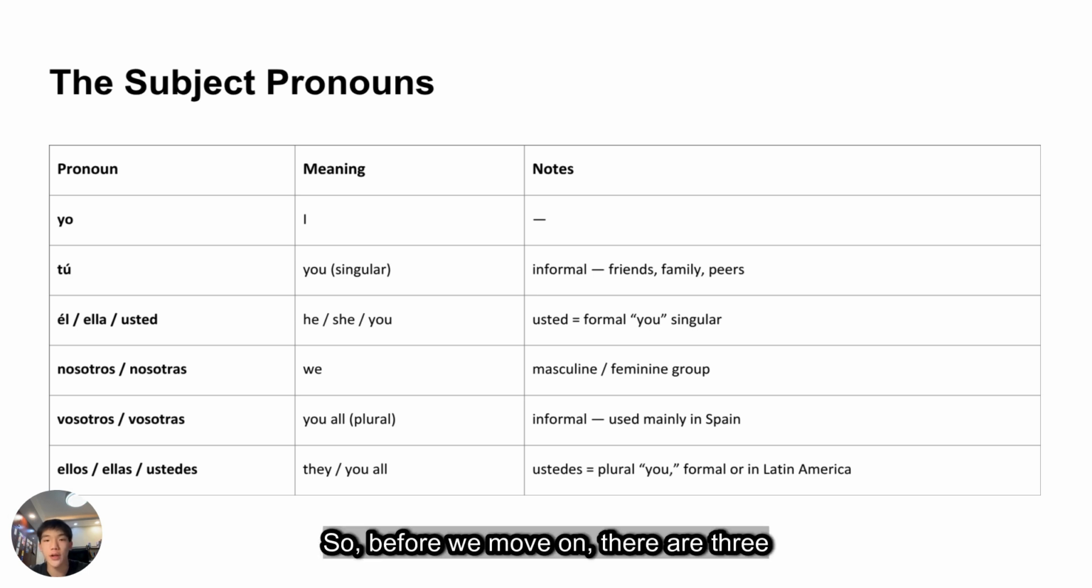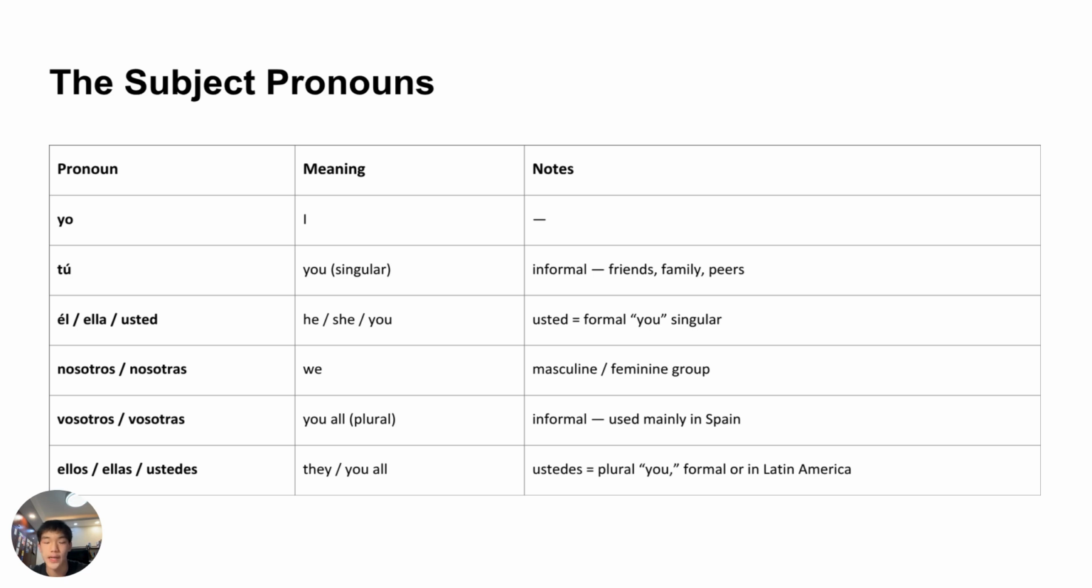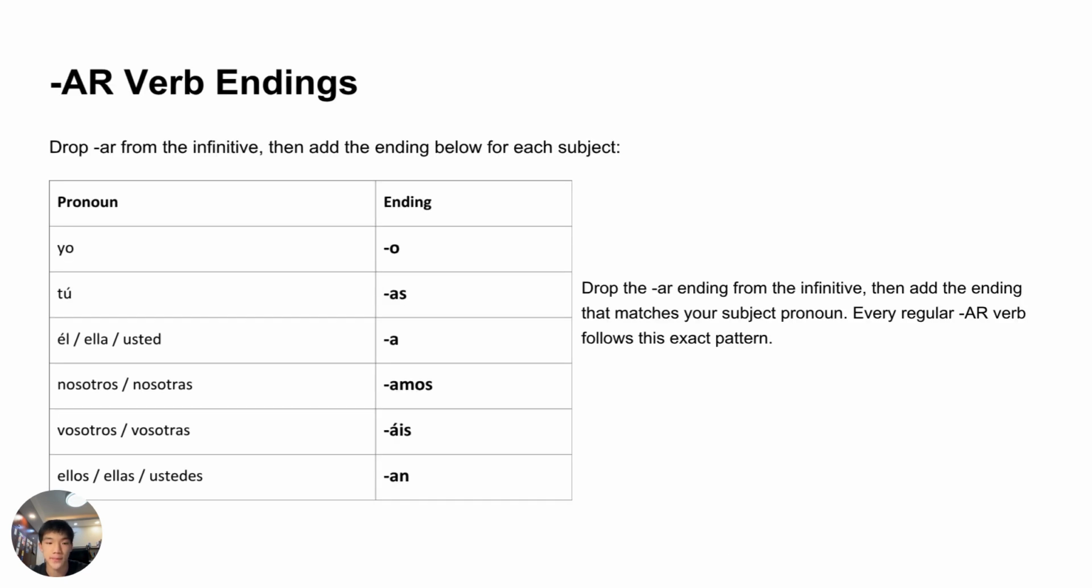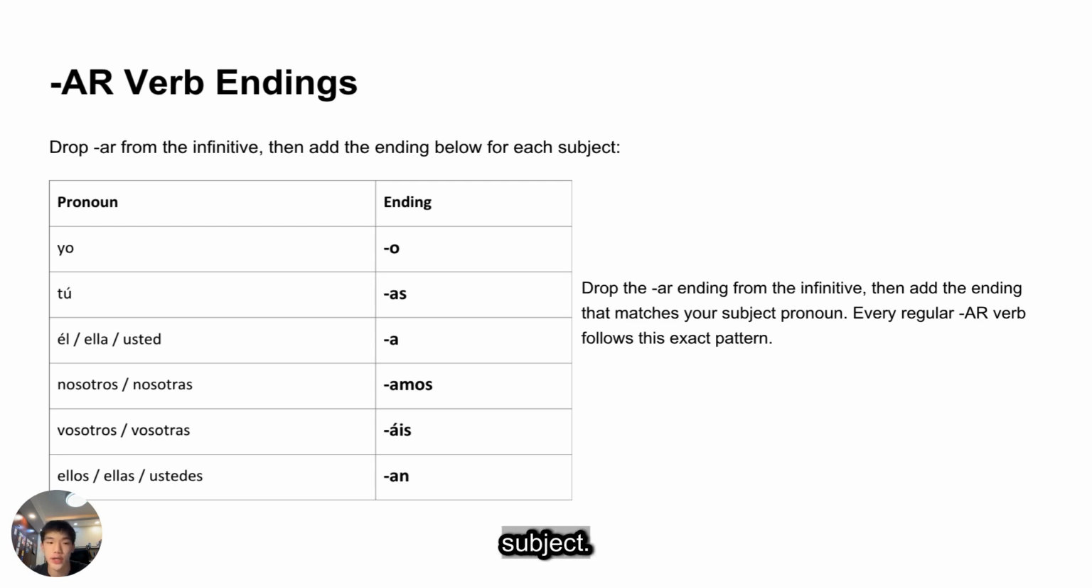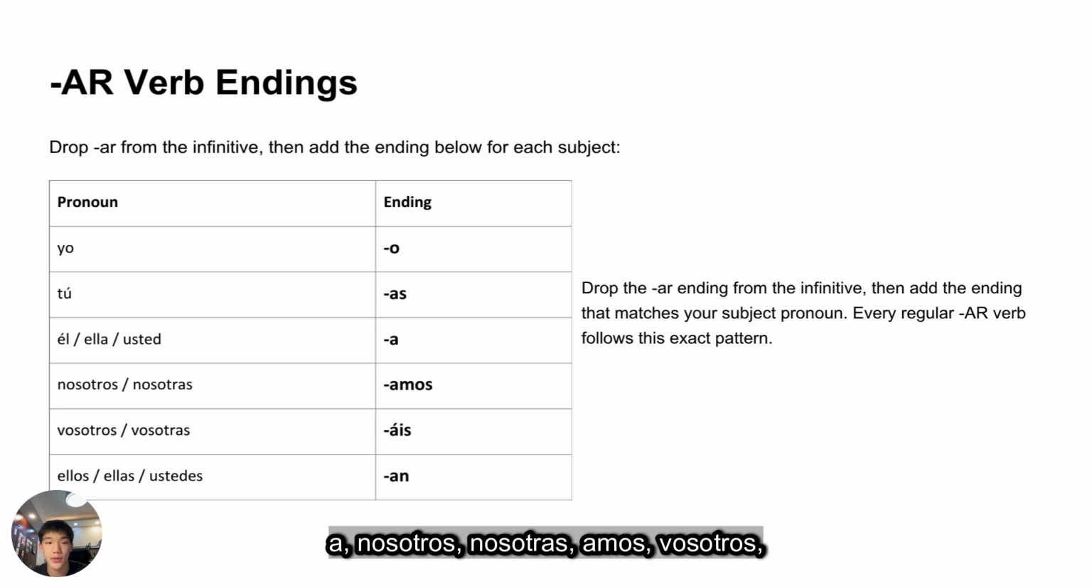So before we move on, there are three types of verbs. There are AR verbs, ER verbs, and IR verbs. Let's move on to AR verbs then. To conjugate the AR verbs, you need to drop AR from the infinitive, which is the verb, and add the ending below for each subject. So for yo, you have o, tú, you add as, él, ella, usted, you do a, nosotros, nosotras, amos, vosotros, vosotras, ais, ellos, ellas, ustedes, an. You can memorize this, but it just takes a lot of practice, but after you do some practice, it will be easier and easier to use.